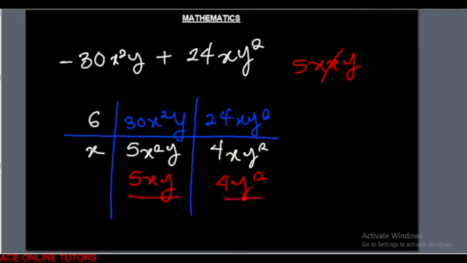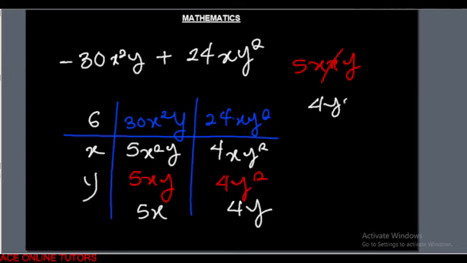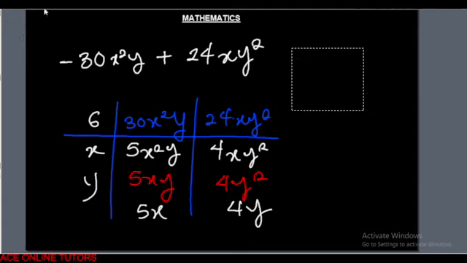Now what can still divide the 2 again? Y can divide the 2, right? So if you put y, y goes here, you are left with 5x. Y goes here, you are left with what? 4y. Don't forget that. Because 4y squared is 4yy, so by the time you remove 1y, you are left with 4y. If it is 4y cubed, that's 4yyy. By the time you remove 1y, you still have 2y's. That's y squared. So don't forget that. So what are we going to have as the answer?